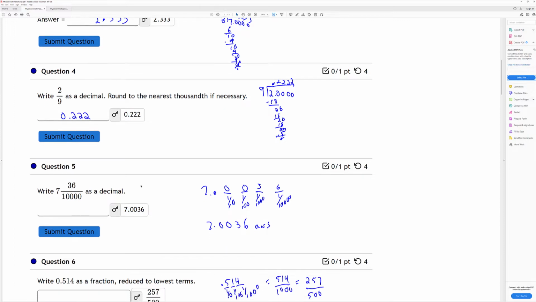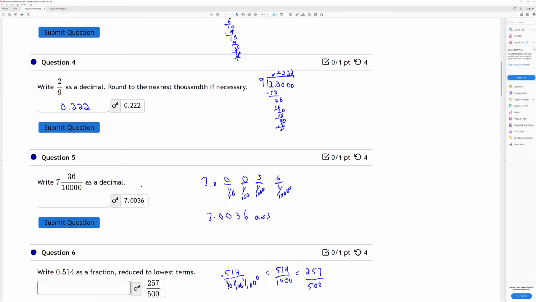Now question 5. Write 7 and 36 10,000ths. So I wrote out the places and what each one meant. So 4 places out is the 10,000th place. So I'll start putting my numbers in there and backfill it. So I have 7.0036, and that's my answer in decimal form.